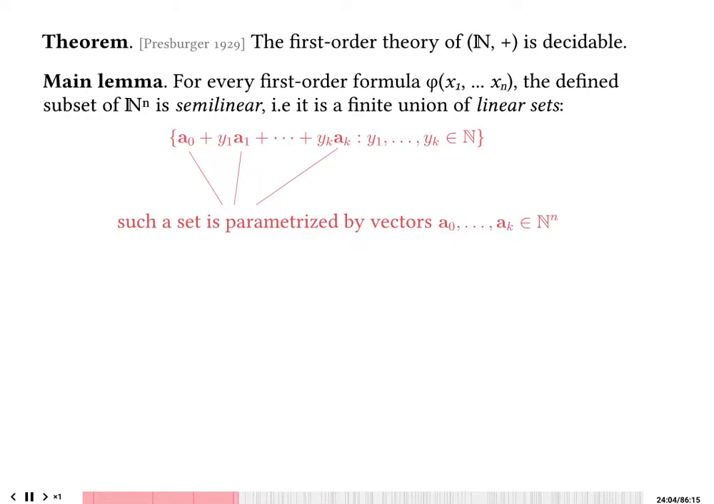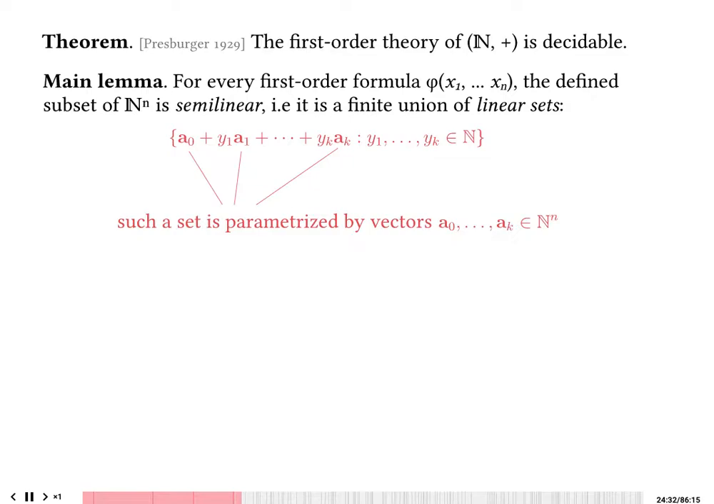What you can show is that for every first order formula, again, we care about formulas also with free variables, not just sentences, the semantics of the formula, which is an n-ary relation on natural numbers, is necessarily semi-linear. So what's a semi-linear set of n-tuples of natural numbers? It is a set as in the red writing here.